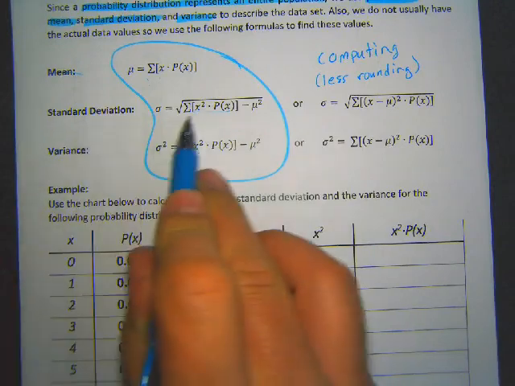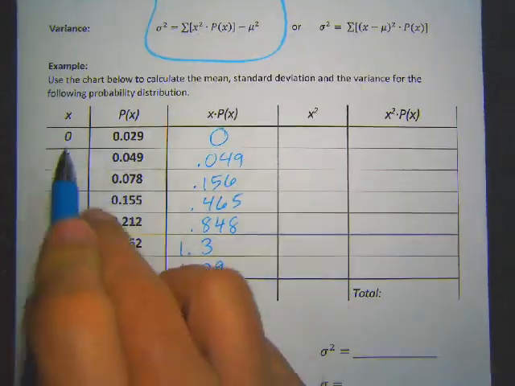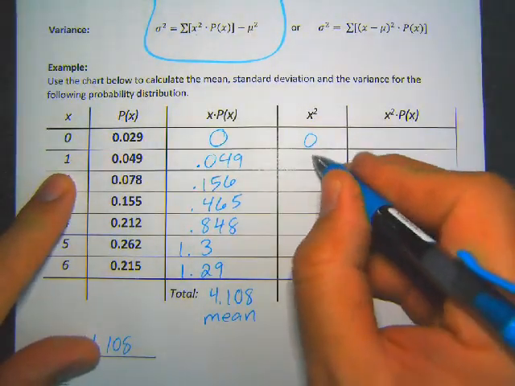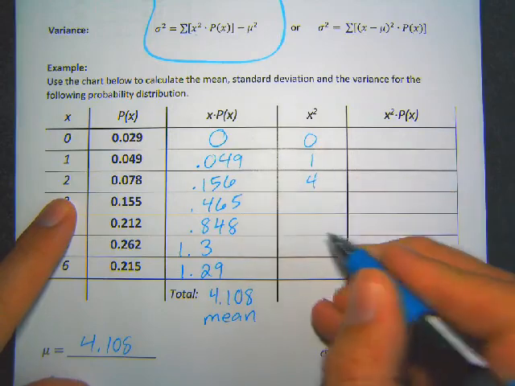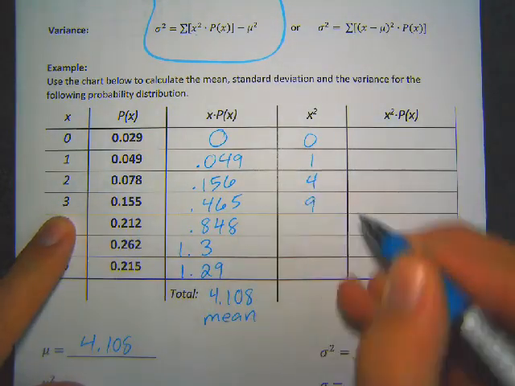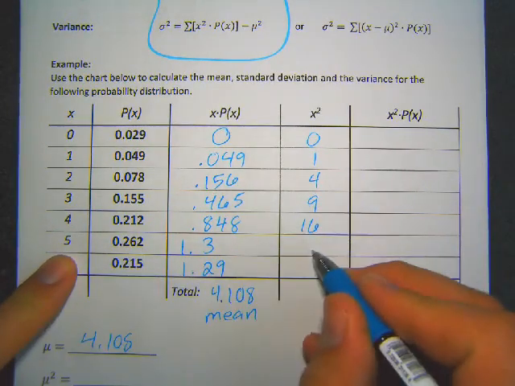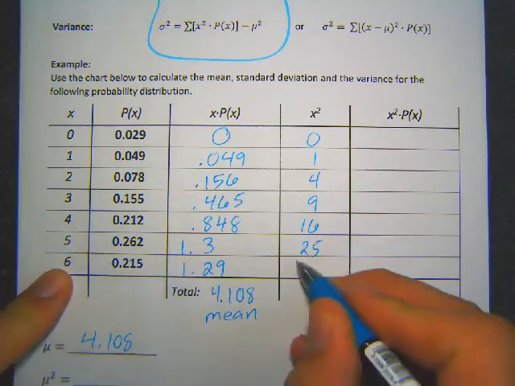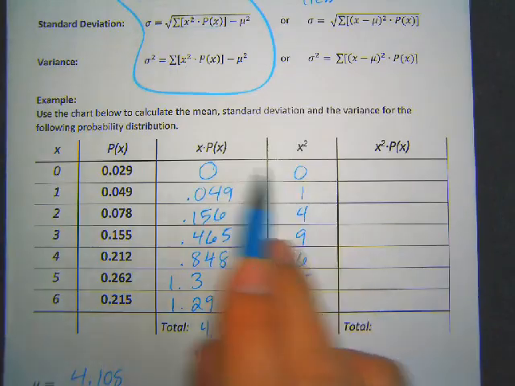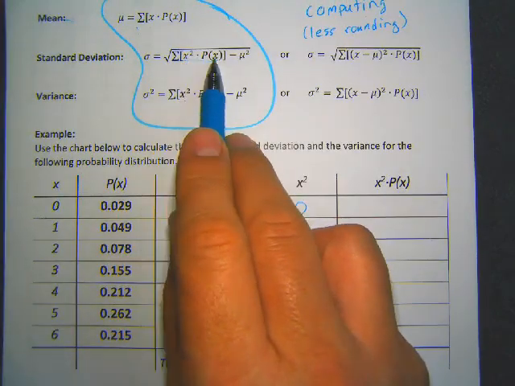To find the standard deviation, we are going to have to do a couple things. First off, we need to square all the x's. So we're going to take each value, all the different results, and square them. Well, 0 squared is 0, 1 squared is 1, 2 squared is 4. When you square, you multiply each times itself. So 3 times 3 is 9. 4 times 4 is 16. 5 times 5 is 25. 6 times 6 is 36. That was the x squareds. And then we're going to multiply those times the p of x's over here. That's the next part. X squared times p of x.